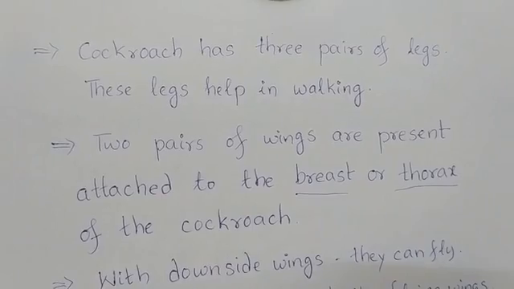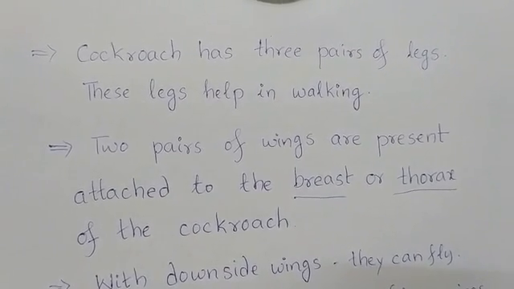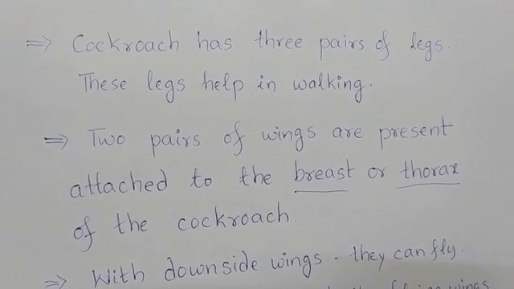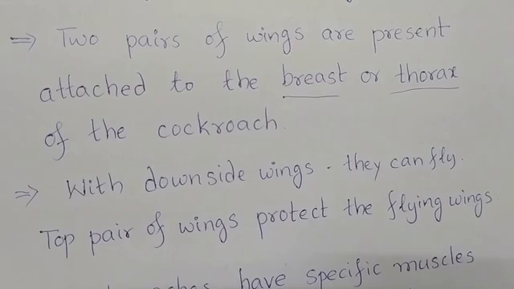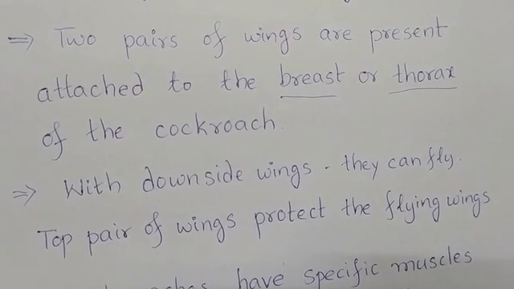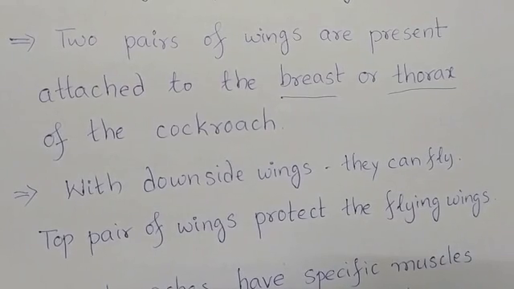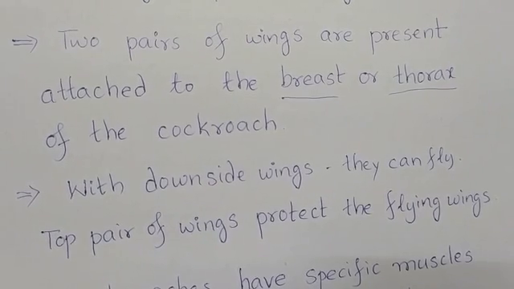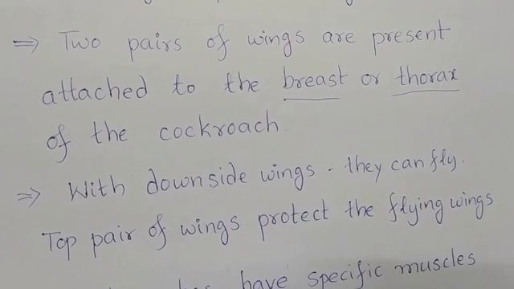Just now you have seen how many pairs of legs are there in cockroach? 3 pairs of legs. These 3 pairs of legs help in walking. Apart from 3 pairs of legs, 2 pairs of wings also are present in cockroach, and these 2 pairs of wings are attached to the breast or thorax of the cockroach.